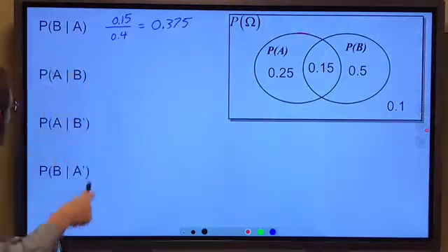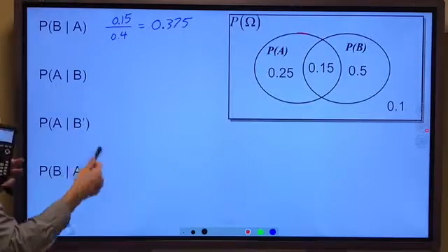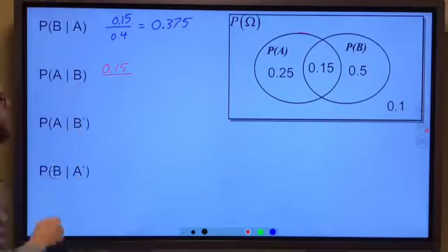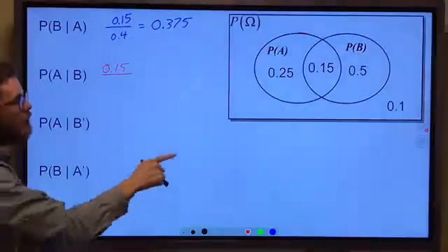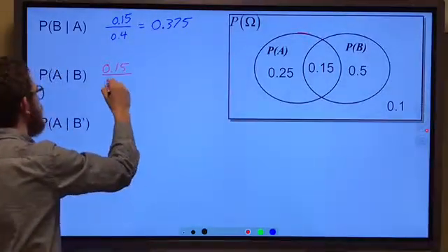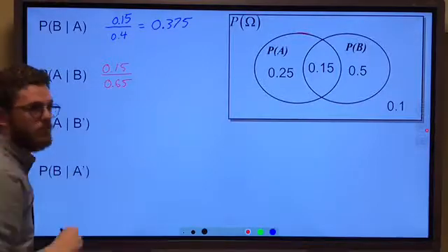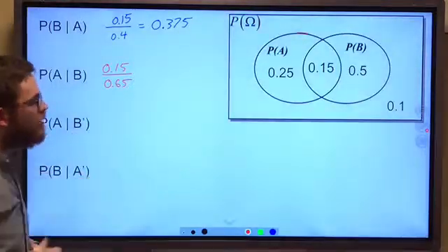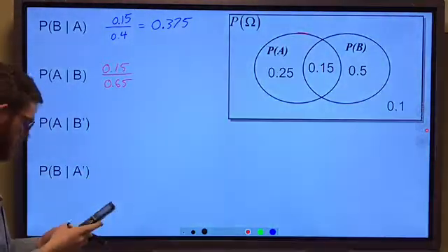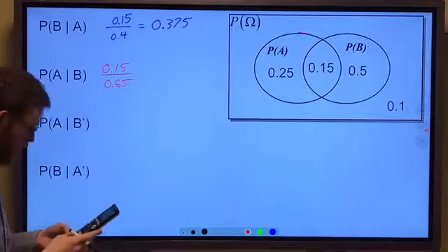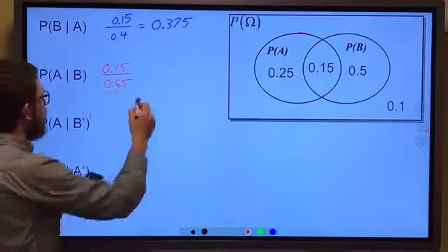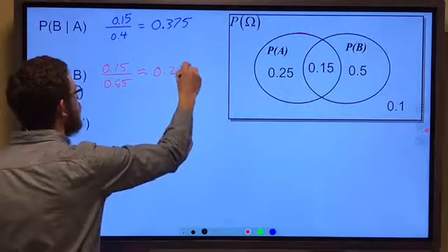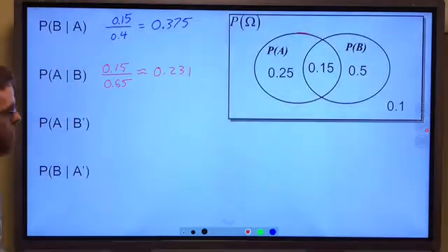Next one, the probability that A happens given B. Well, once again, it's the probability of A and B. That doesn't change. That's 0.15. We divide that by the given. What is the probability that B happens? Well, the probability of B happening is 0.65. Okay, read that right. It's not 0.5. The probability of B happening, anything in that B circle, is 0.65. Again, we divide 0.15 divided by 0.65, and this comes out to be about 0.231 if I round to the nearest thousandth.